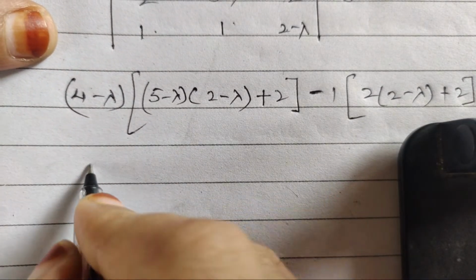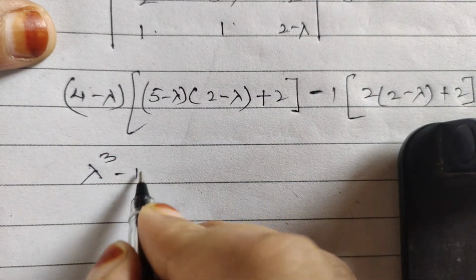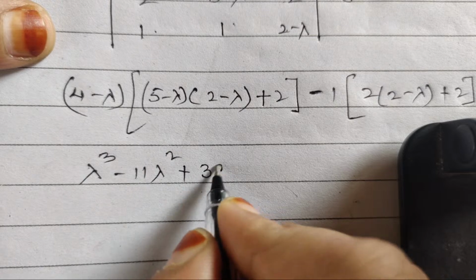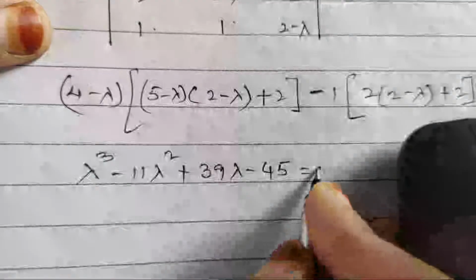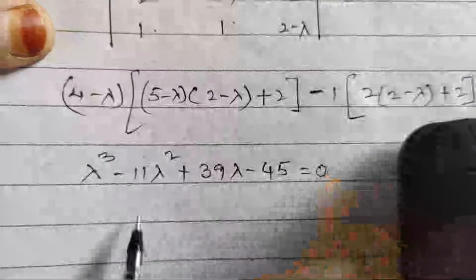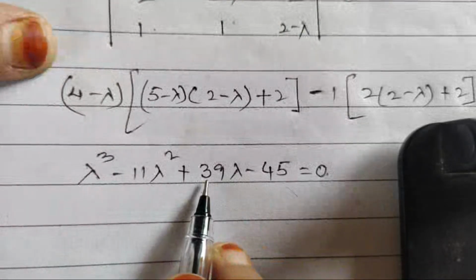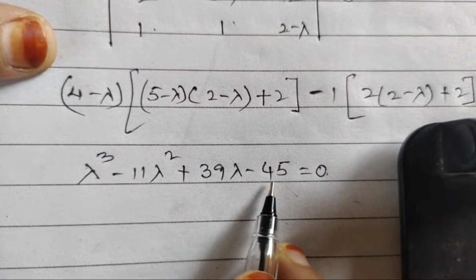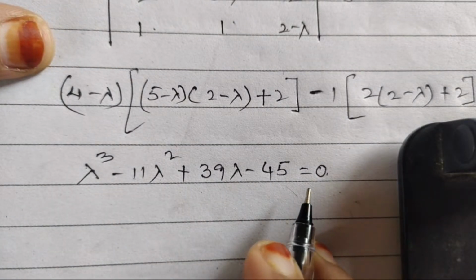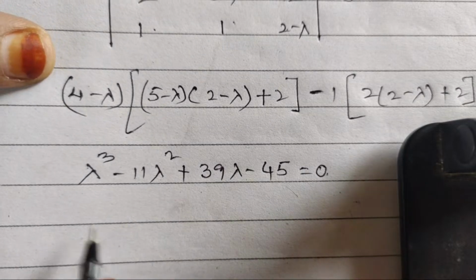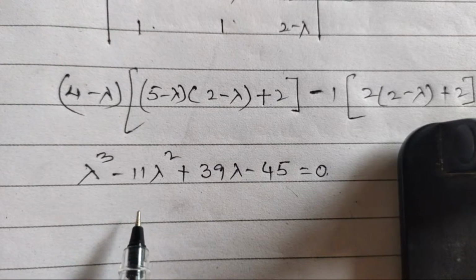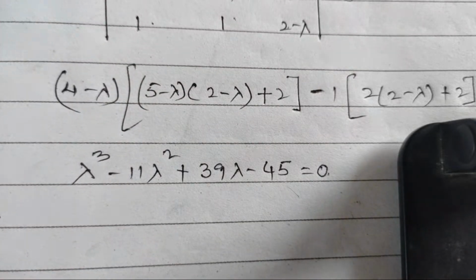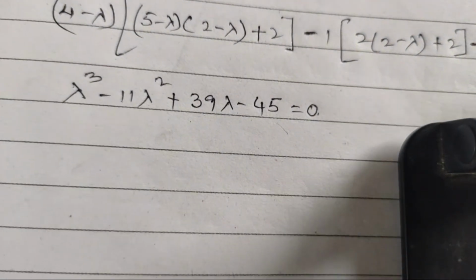That equation I am directly writing: lambda cube minus 11 lambda square plus 39 lambda minus 45 is equal to 0. Then you have to find the values here. It is a maths class, not a physics class. Then after that, by using the synthetic division method, we can find the values. Synthetic division everyone knows, because you learn it from school.